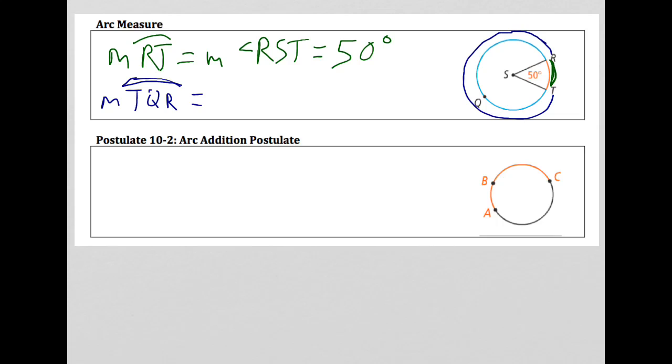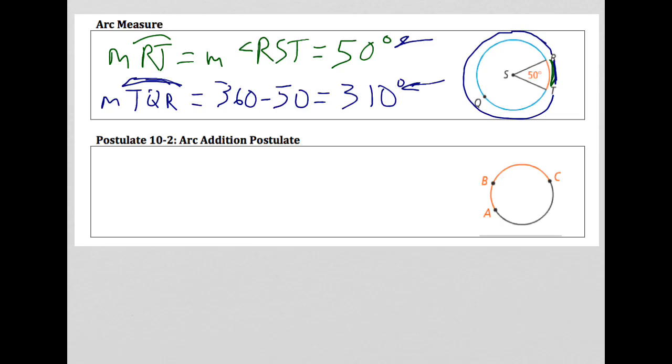So if you see what I mean here, the measure of arc TQR is equal to, what's a full circle? 360 degrees minus this little part right here, 50, and then all of a sudden I get 310. I get the measurement of this whole major arc going around the circle. We know it's a major arc because the measurement is greater than 180. We know this is a minor arc because it is less than 180. So that's the difference between major and minor arcs.